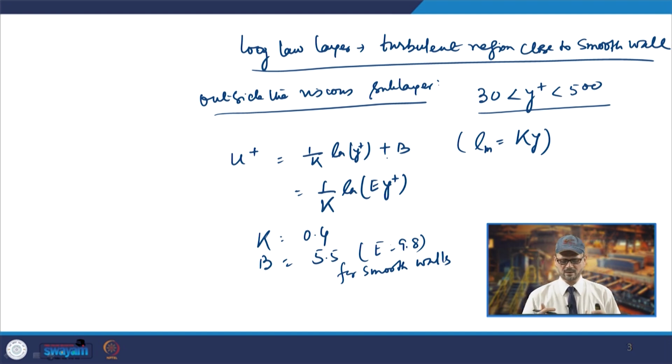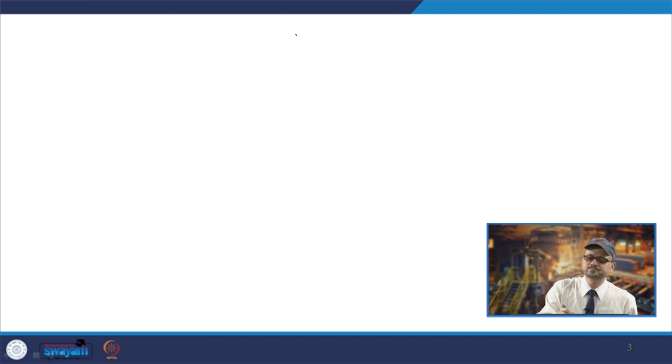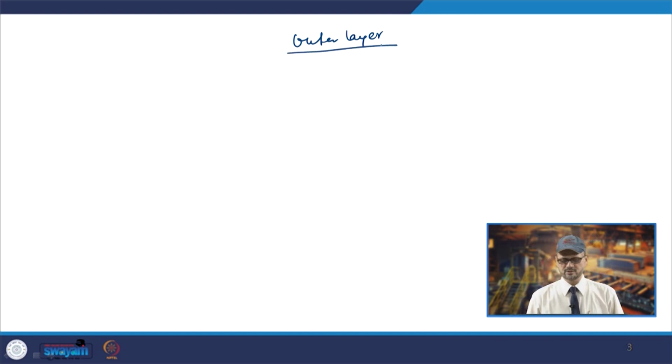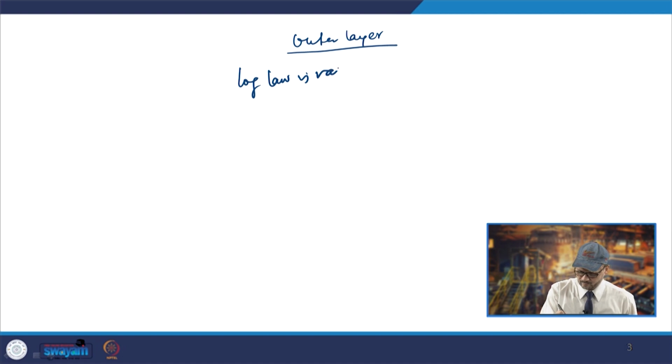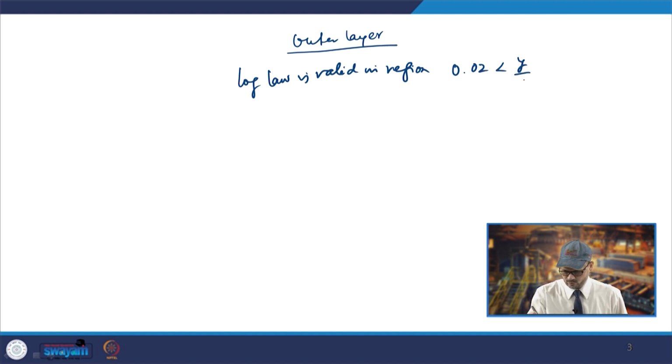Now, we will come to another layer, which is the outer layer. If you go to the outer layer, the log law layer is shown to be valid experimentally in the region where y by delta is more than 0.02 and less than 0.2.